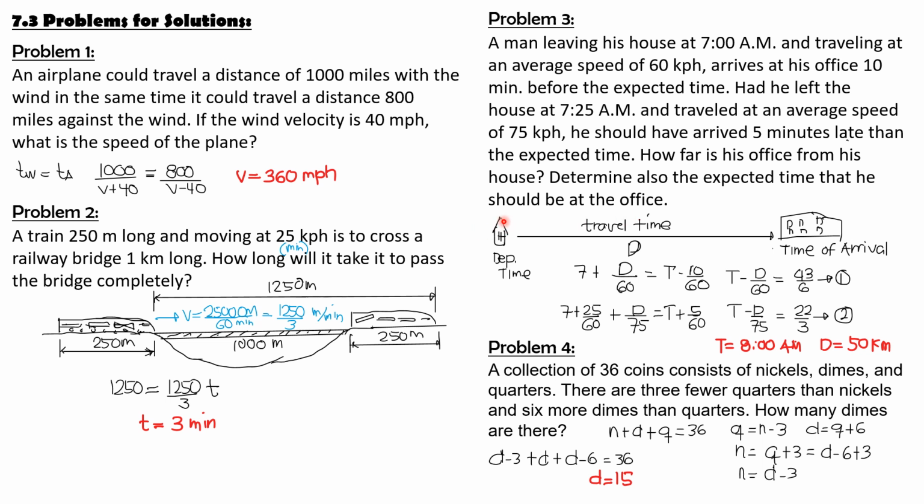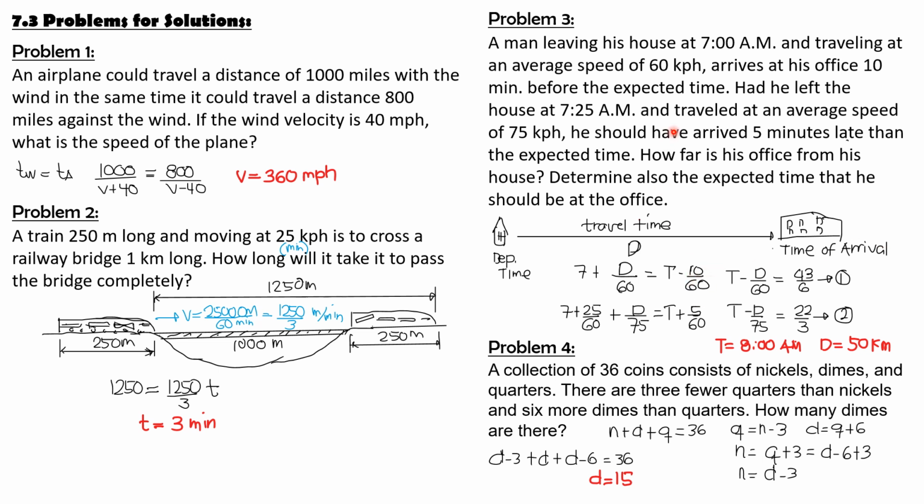So this is the house of the man and this is the office. The distance is, let us say, capital D. So this is the idea. The man departs at what we call departure time, then plus the travel time, then he would arrive at the office. We call that time of arrival, capital T.